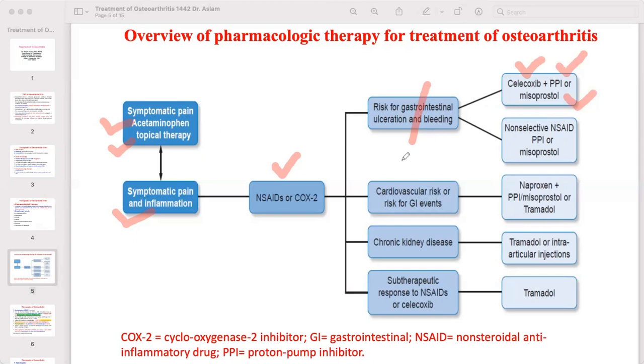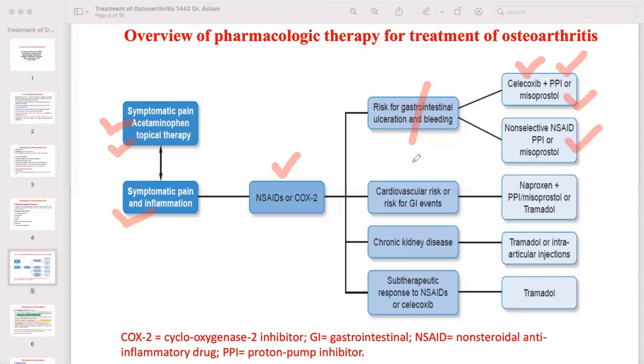If the patient has the risk of gastrointestinal ulceration and bleeding, the best way is to use non-selective non-steroidal anti-inflammatory drugs, which include both COX-1 plus COX-2 inhibitors, plus proton pump inhibitor to reduce the gastric acidity and ulceration, or misoprostol, which is a gastrointestinal agent to protect the gastric mucosa.